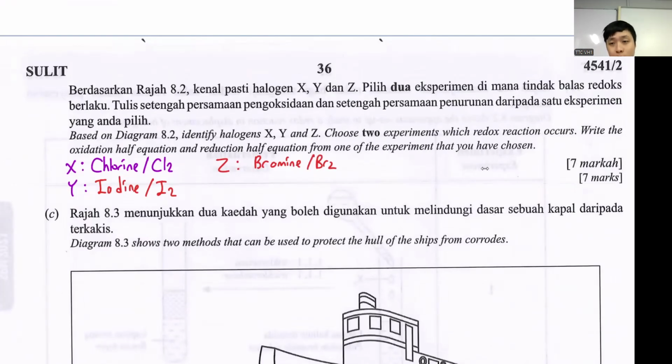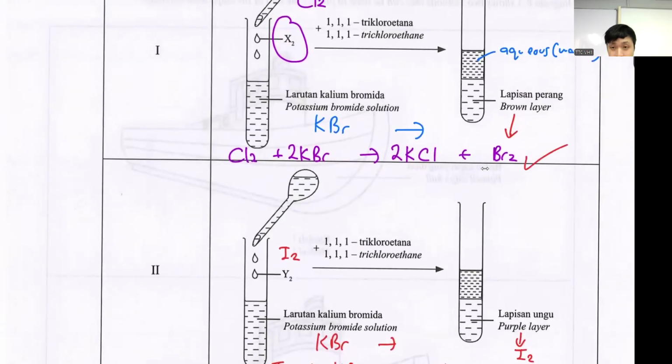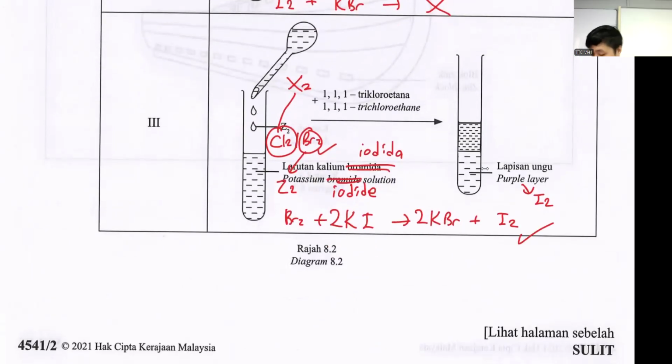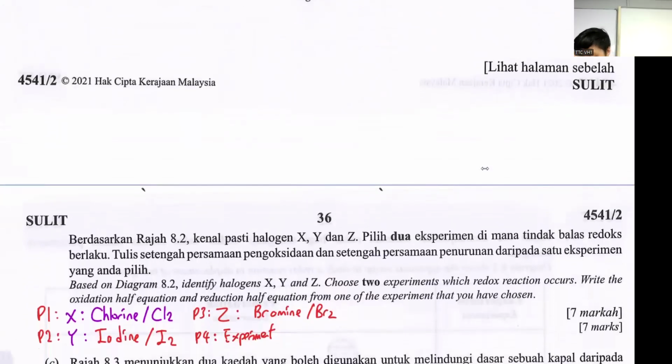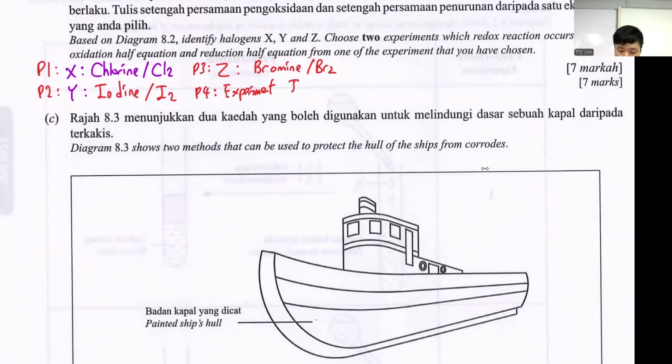Choose two experiments in which a redox reaction occurs. First point, second point, third point, fourth point are the experiments. Which ones? First and third. Experiment 1 and experiment 3.